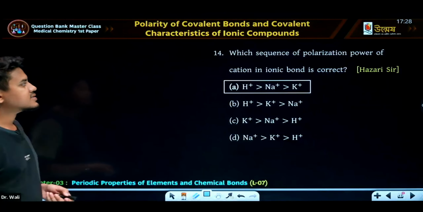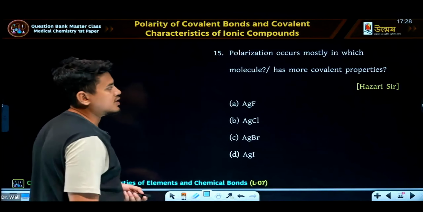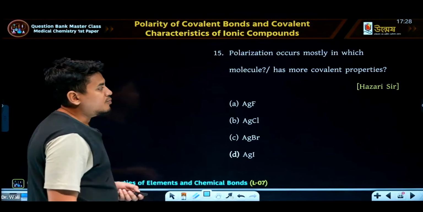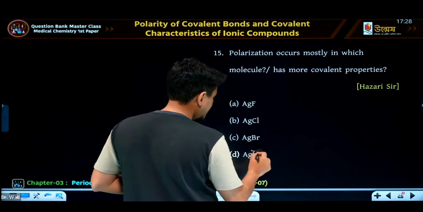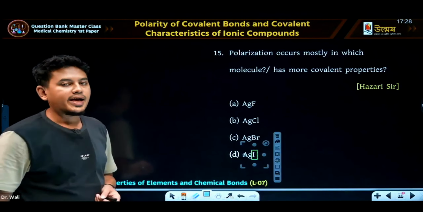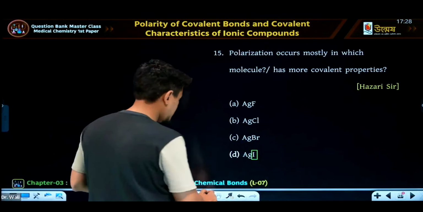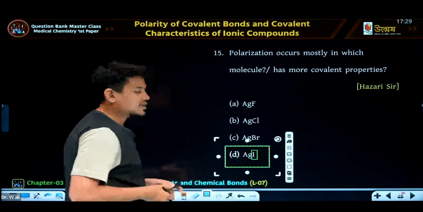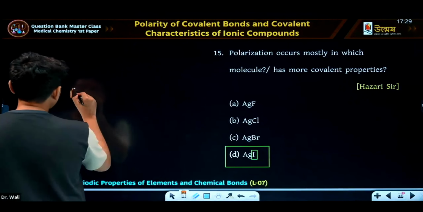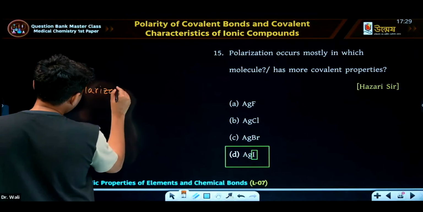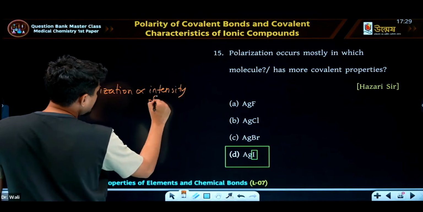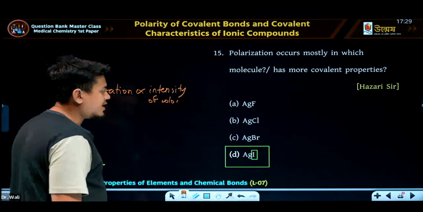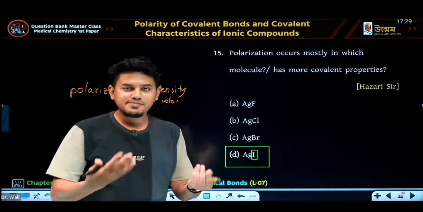The next question is asking polarization occurs mostly in which molecule, or which one shows high or more covalent property. In this case, halogens are different, but here we can see the largest halide will be iodide, and this iodide ion tends to be more polarized. So the answer would be silver iodide. And you should also know that the more the degree of polarization, the more will be the intensity of color. I mean, if silver chloride is light yellow, then silver iodide would be dark yellow, I mean deep yellow.